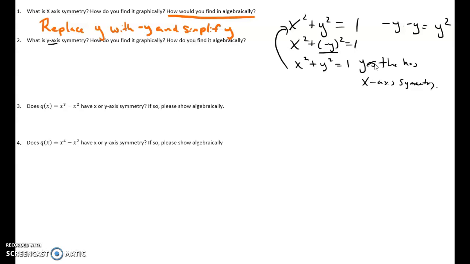So what is y-axis symmetry? Well, it's the opposite. If we look at a graph, something has y-axis symmetry if we could fold this up on the y-axis and they match up on either side. You can see this left-hand side mirrors what's on the right-hand side, so this has y-axis symmetry. How do you find it graphically? Well, you would just see if it folds up on the y-axis. How would you find it algebraically? Well, this time you're going to replace x with negative x and simplify.